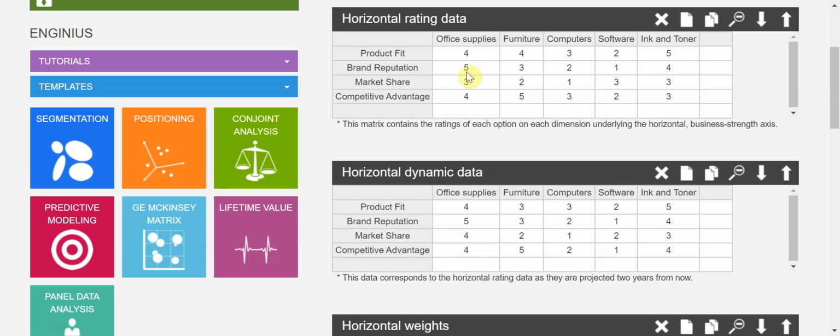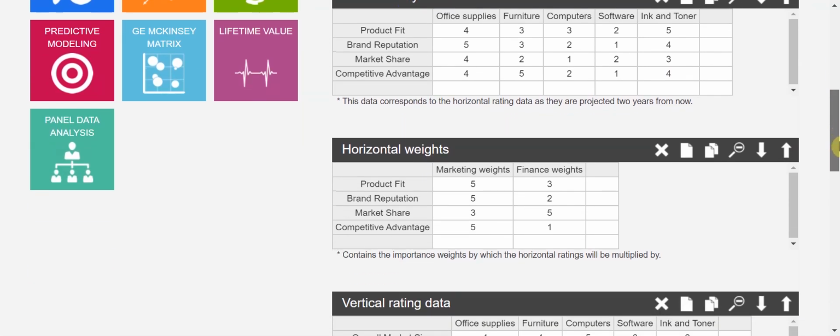This is, for example, let's see, quite similar, but the competitive advantage is currently 3, but in the future, in 2 years, it's 4. So it's a little bit better in the future, right? So evaluations are different. Current, future, right?